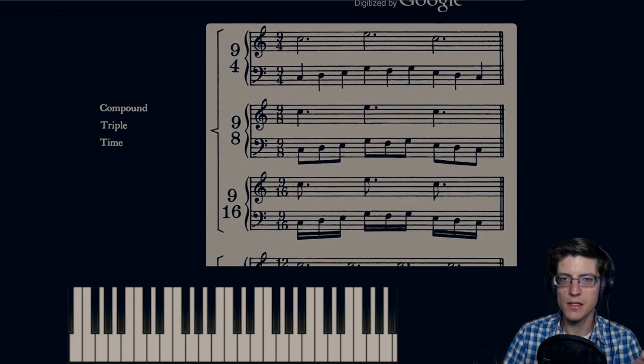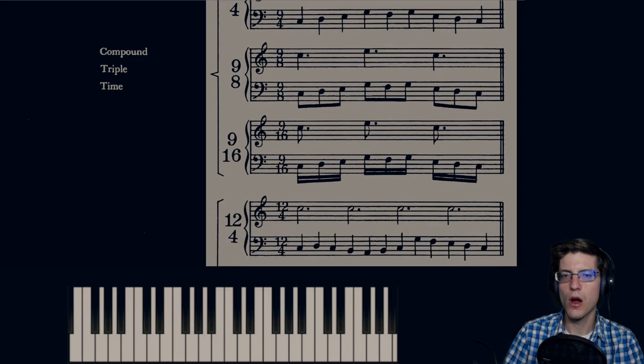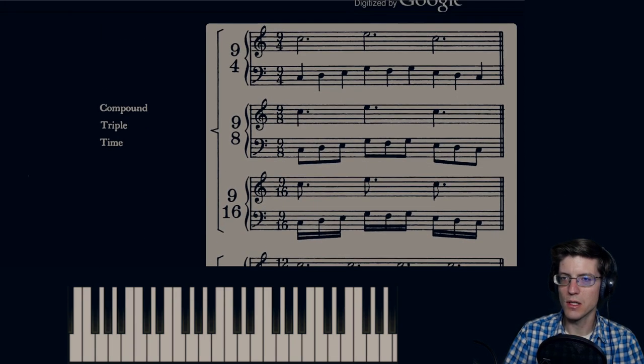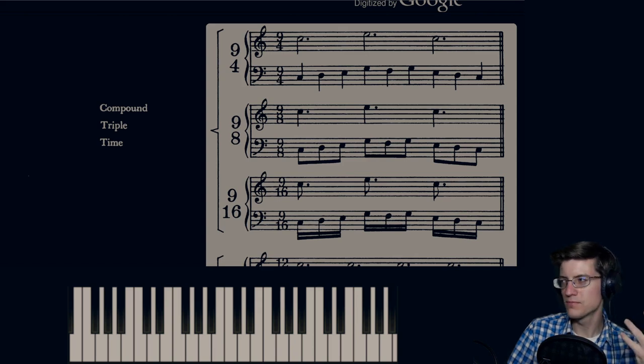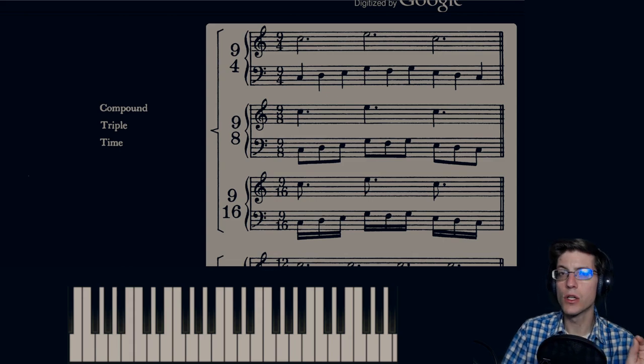Compound triple time, there are going to be nine divisions, so to speak, and then of course we have our quarter, eighth, and 16th notes corresponding with that. So with this one, in order to tell what note is going to receive the dot, you look at the lower number of your time signature, in this case 9/4. You look at the 4 and you jump up one. So from 4 you go to 2, right? So you essentially divide by 2, and then that note, whatever is the 2, in this case a half note, is going to receive the dot. So that's how you can tell which one would receive the dot.